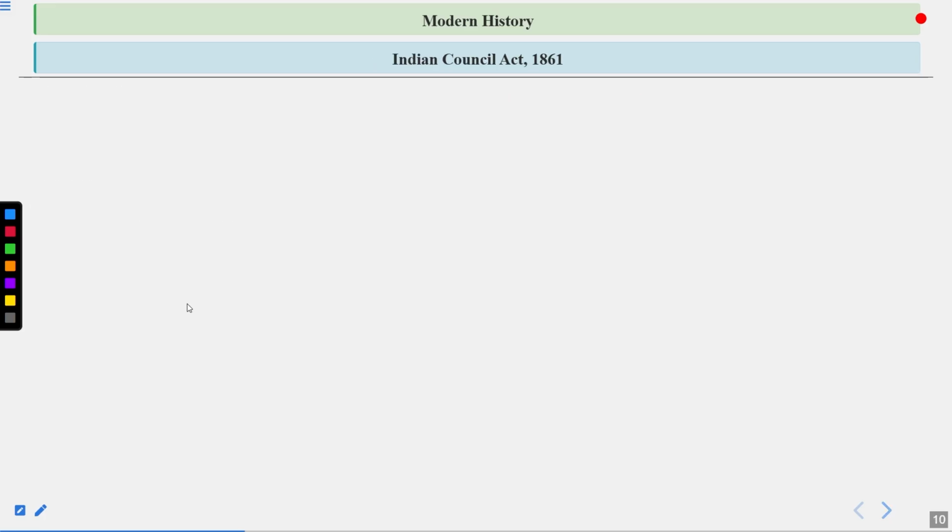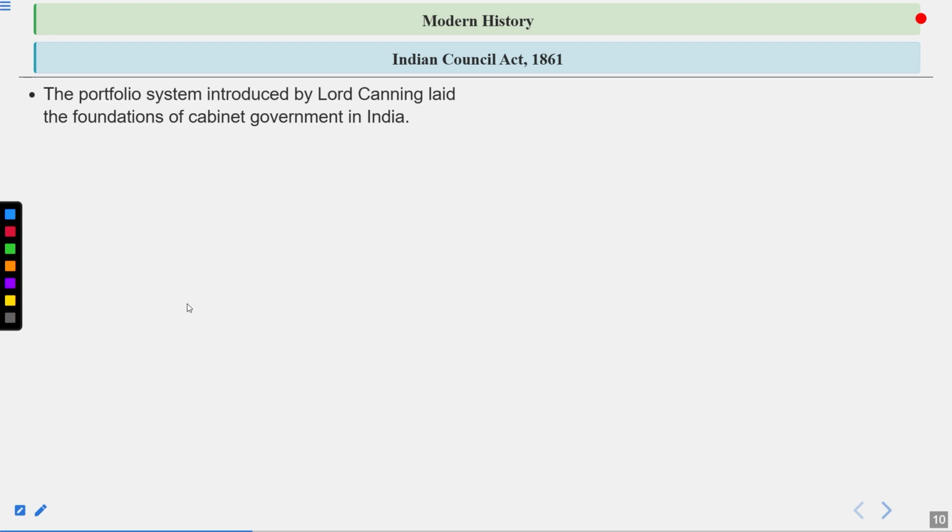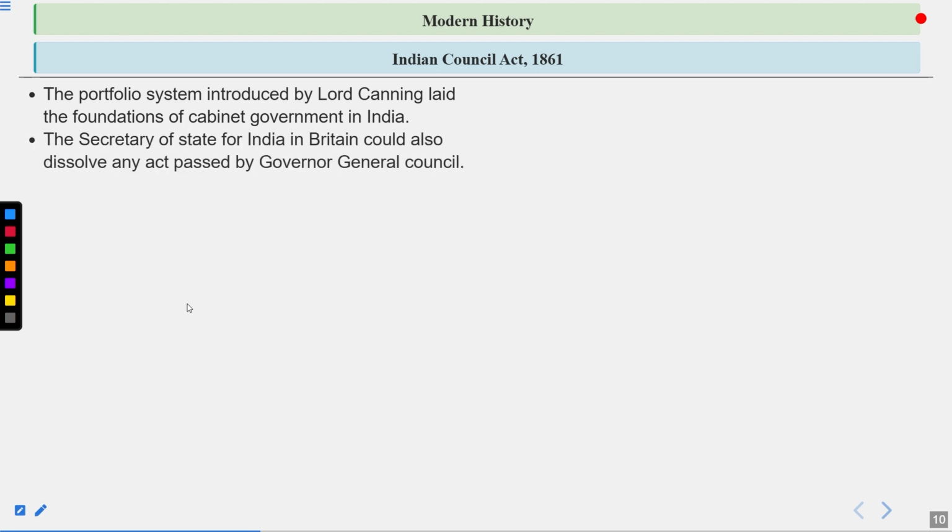Then comes the Indian Council Act of 1861. The portfolio system introduced by Lord Canning laid the foundation of cabinet government in India. So basically, as soon as 1861 came, Lord Canning was the Viceroy at that time, and this is the time that the British also started adding some Indians into the legislative system of the country. But before that, the portfolio system was introduced and the foundation of cabinet government was laid. That means the government is formed in India also, apart from the British government. The Secretary of State for India in Britain could also dissolve any act passed by the Governor General's Council.